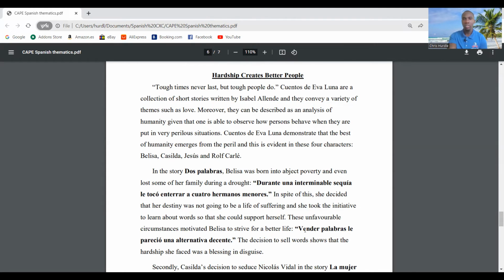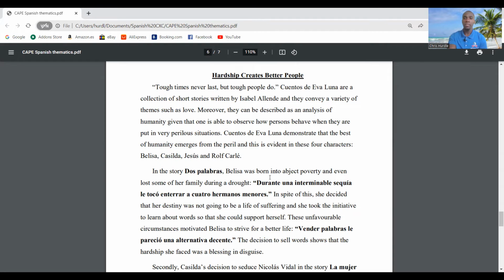So that will be my introduction. As you see, I started with a quote that is related to the story. Then I proceed to summarize and give general information about the story. And then I have my thesis statement. And you can see the examples that I will utilize, right? And because Cuentos de Eva Luna consists of short stories, in each example that I present, I will identify the story, and that's something you should do, okay?